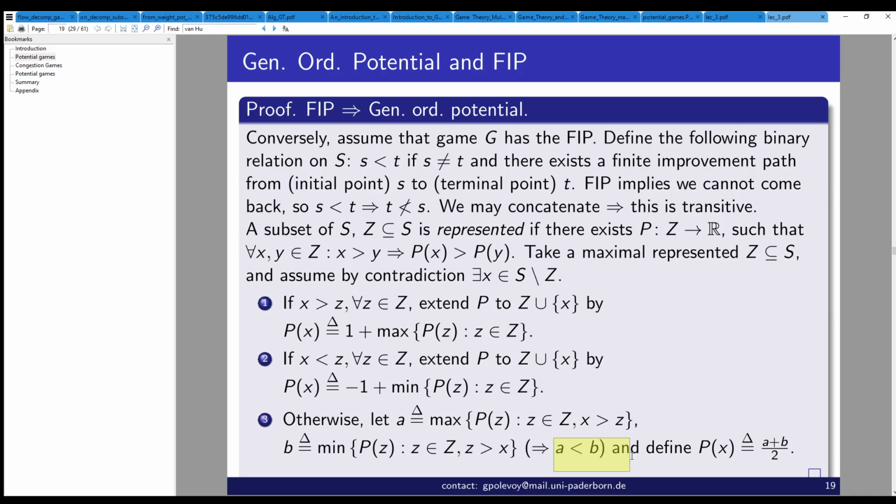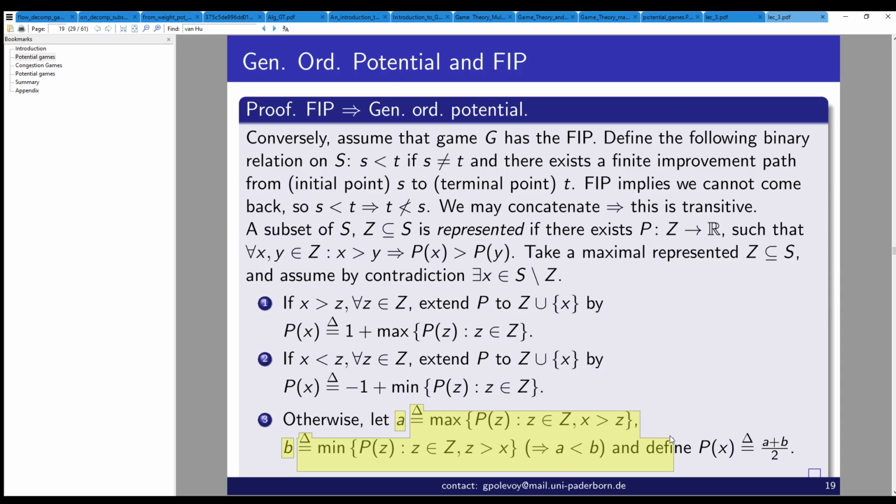then A is smaller than B, because those who are in A are those Z who are smaller than X. Those who are in B are the values of P on those Z who are larger than S. By transitivity, which we have, every value in B is larger than every value in A. And therefore, since it's infinite, the minimum over B is also strictly larger. The minimum over the second set, which is B by definition, is strictly larger than the maximum on the first set, which is A. So the minimum over the set, where every element is strictly larger than the elements of the other set, is also larger than the maximum of the smaller set.